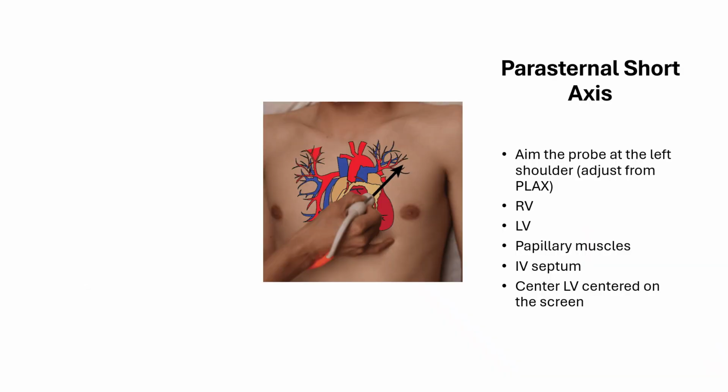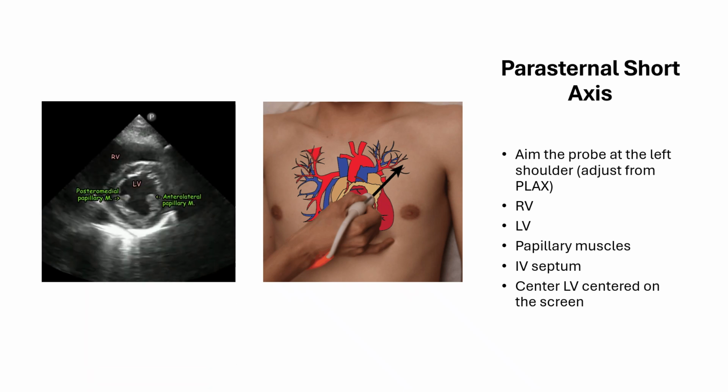Next, we talk about parasternal short axis view. Once you obtain the parasternal long axis view, you rotate the probe and aim at the left shoulder. Here's a video clip of a properly performed parasternal short axis view.